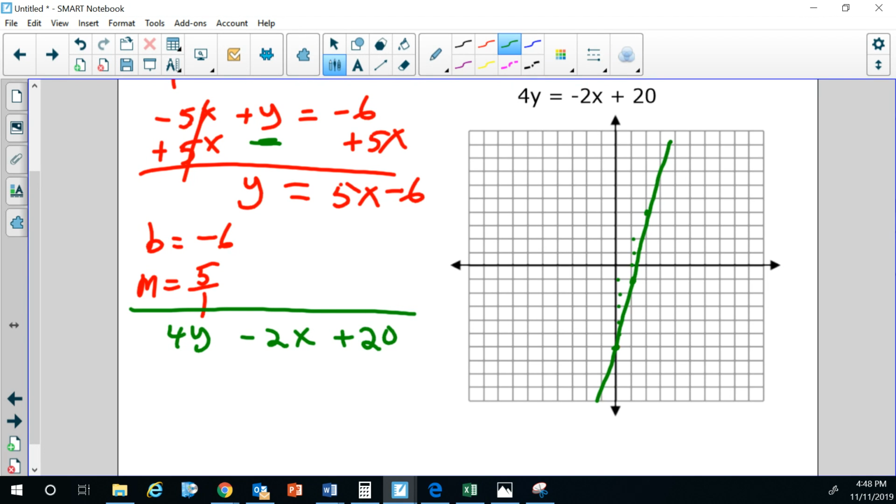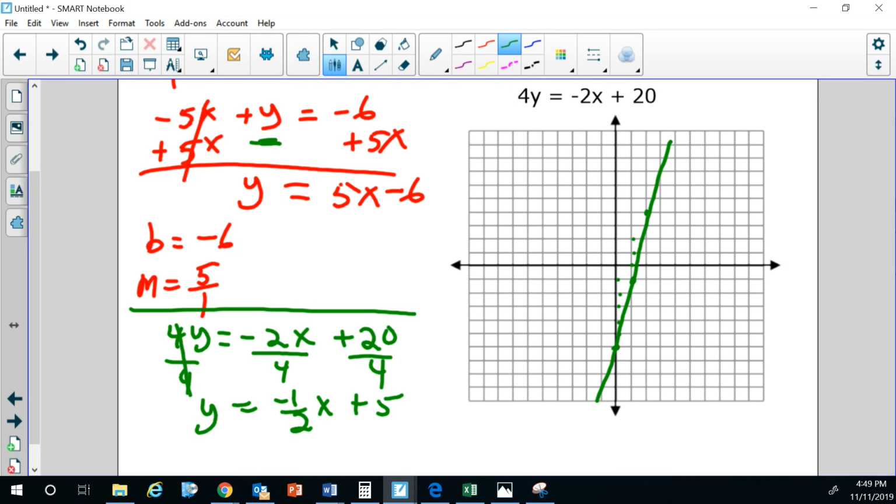Again, I want y by itself. But here, y is multiplied by 4. So all I have to do now is just divide by 4 on both sides. So that goes away, and that leaves me with y is equal to negative 1/2 x plus 5.